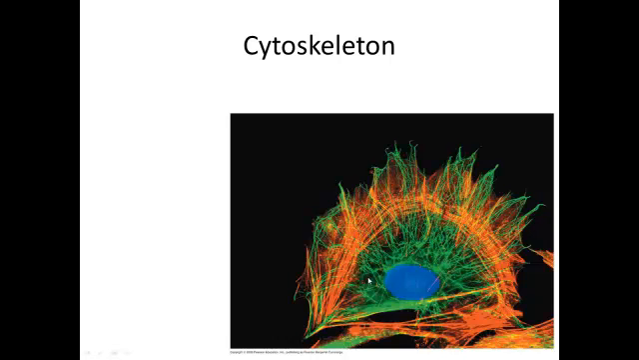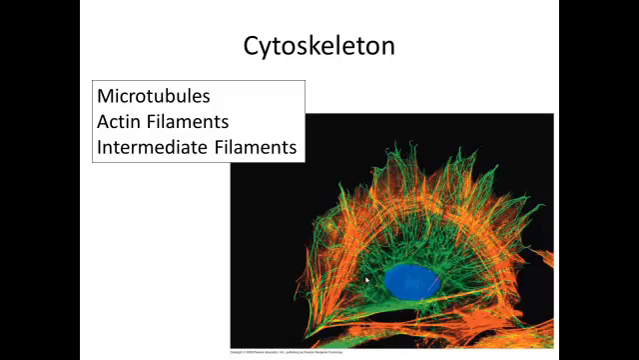Just like the name sounds, the cytoskeleton can give support and shape to the cell, like the human skeleton does to the human body. Unlike the human skeleton, the cytoskeleton can also be involved in changing the shape of the cell, transporting organelles and molecules within the cells, and so on. The cytoskeleton is composed of three types of fibers: microtubules, actin filaments, and intermediate filaments.